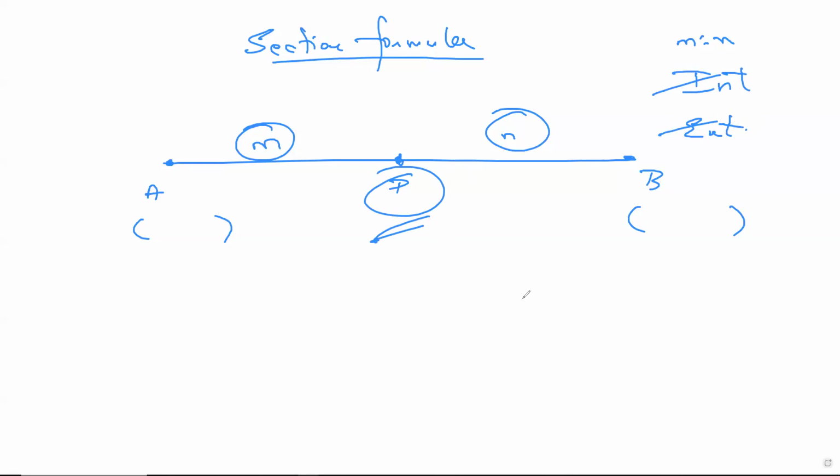Now, how do you remember this? Internally and externally, I'll write the formulas here. Very simple. Internally, always remember there has to be a plus in between. Externally, obviously the other way around. It has to be a minus. Simple. This is the formula. Internally has to be a plus. Externally has to be a minus.